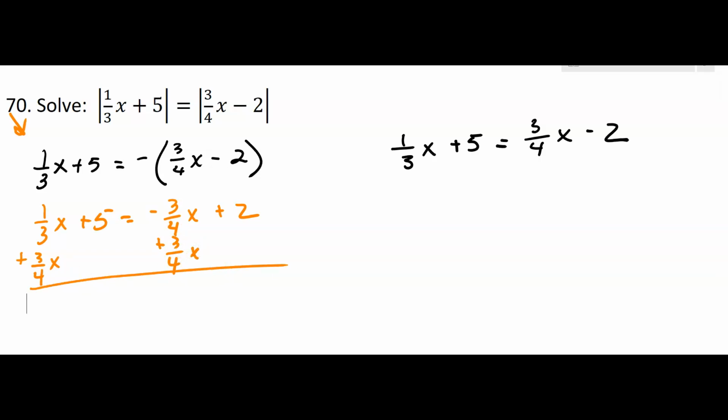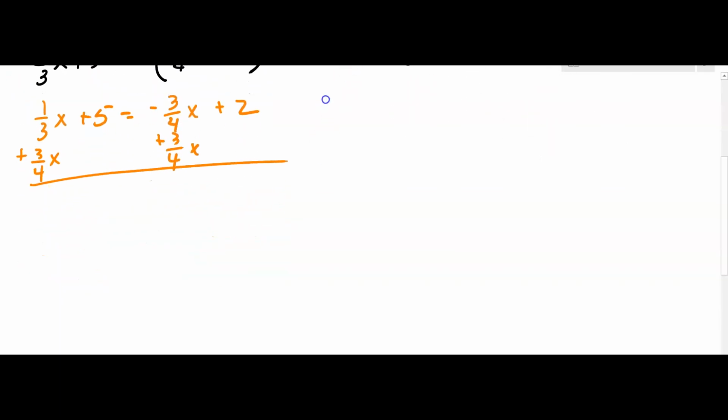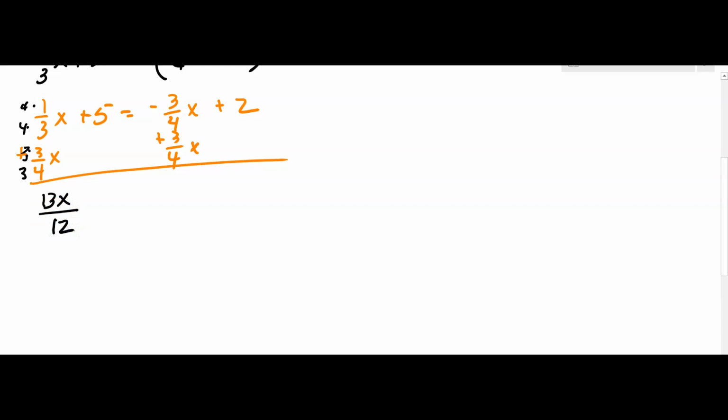Now, a little bit of fraction review. Okay, so I want to get a 12. So I'm going to multiply by 4 here and 3 here. And so what do I get? I get 4/12 x and 9/12. 4 and 9 is 13/12. Well, I put the x in the numerator. You could leave it out to the side. It's the same thing. Okay, and then you also want to subtract that 5.